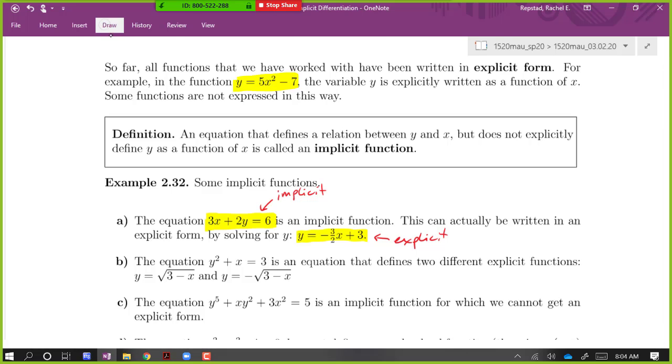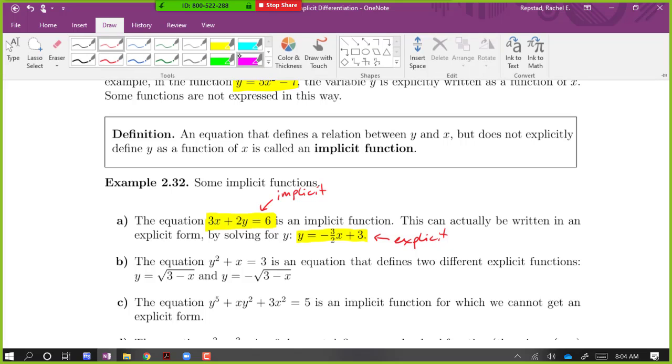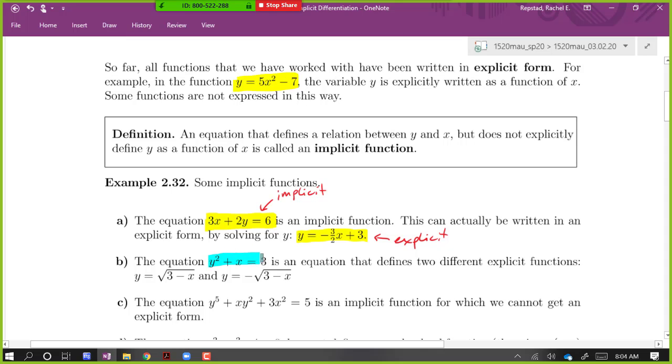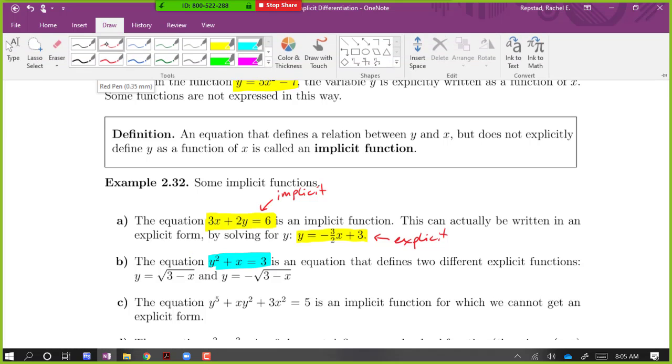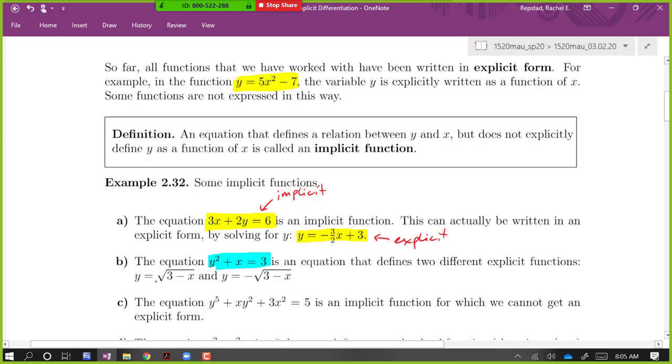For example, in part B, y squared plus x equals 3. That's an implicit function. That defines a relation between x and y. We know just looking at the equation, it's a parabola that's oriented horizontally, right? Because the y is squared and the x is not. It defines a relation between x and y. Now, it doesn't define y explicitly as a function of x, because if we try to solve for y, we get two different values, right? We end up having to take a square root, and that means we have the plus or minus business here, so that's why we have these two different equations.